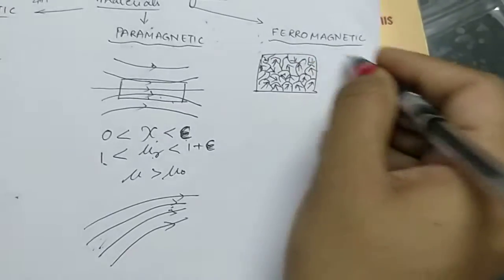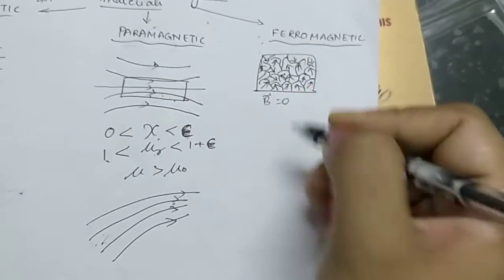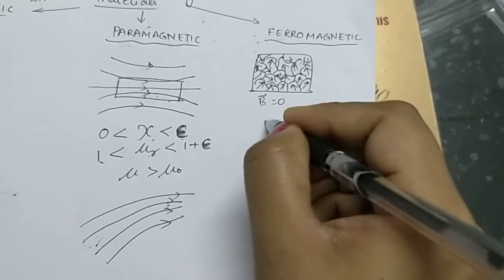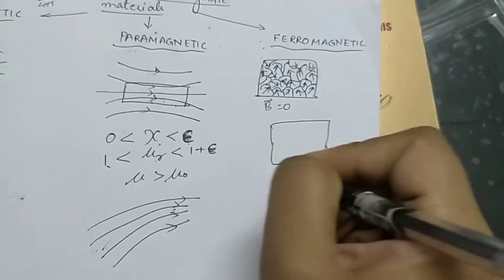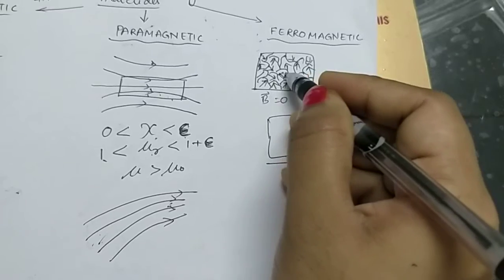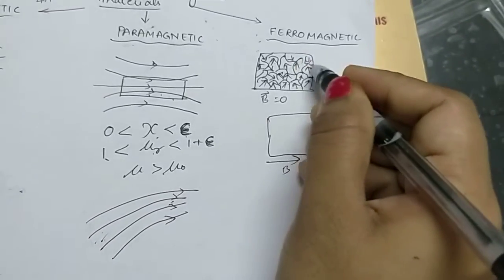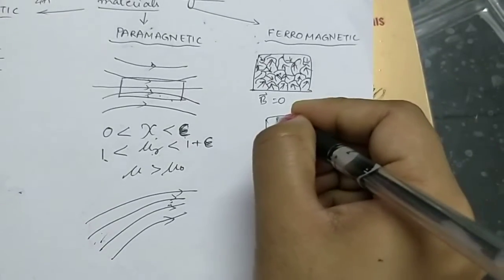Now when you place this in an external magnetic field, here the external magnetic field is zero. And when you place the same material in an external magnetic field, say in this direction, what will happen? All these random orientations of small arrows in small domains will all align in the same direction.